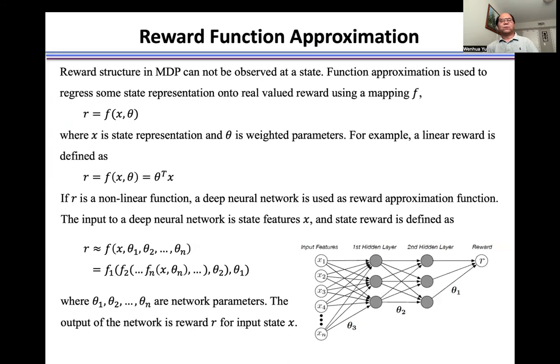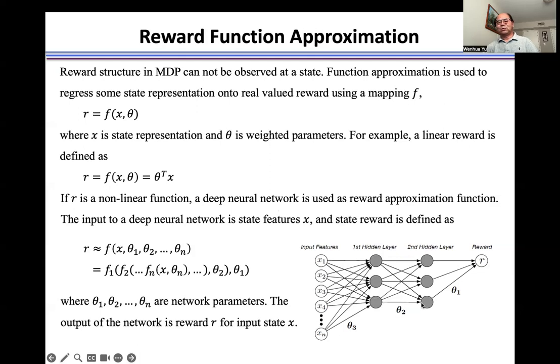If we assume the reward function is linear, we can express it as a product of the parameter theta and the state feature vector x. So the problem is easy. However, if R is a nonlinear function, it's not easy to define a complicated function to express this reward R. In this case, a deep neural network is the best choice.